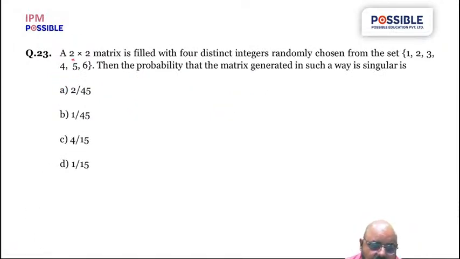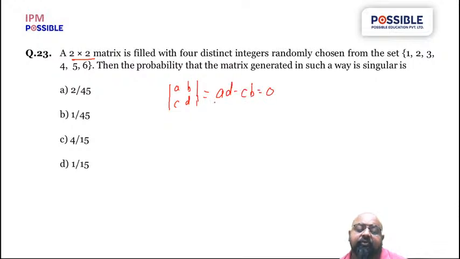Second is a 2 by 2 matrix is filled with 4 distinct integers randomly chosen from the set 1, 2, 3, 4, 5, 6. Probability that the matrix generated is singular. So the singular matrix would look something like this. AD minus CB should be equal to 0. Right? So this is a singular matrix, AD minus CB. The values that A, B, C, D can take are 1, 2, 3, 4, 5, and 6.